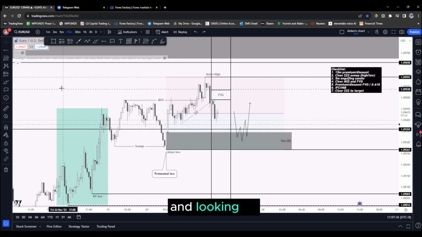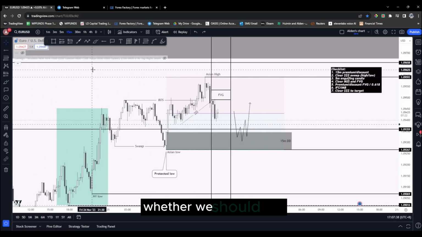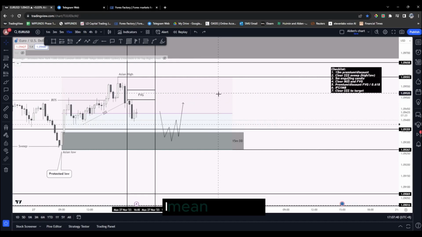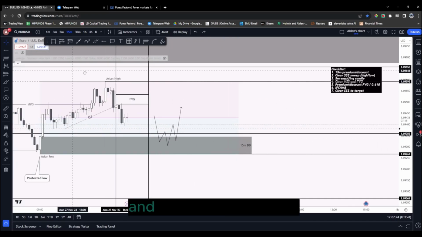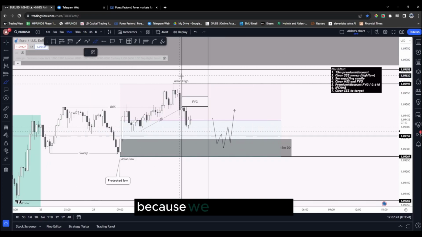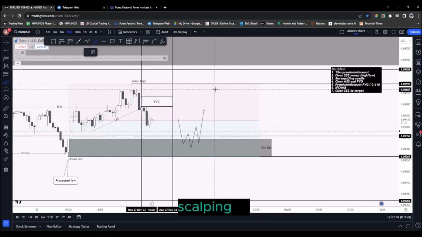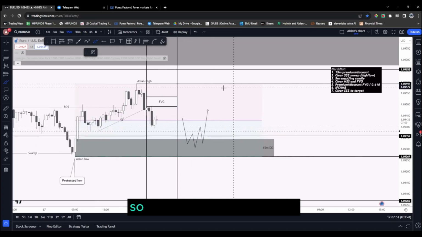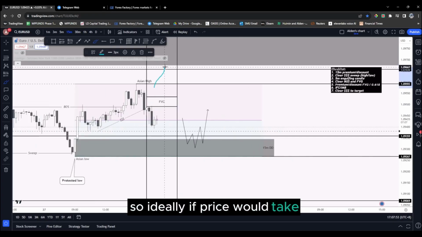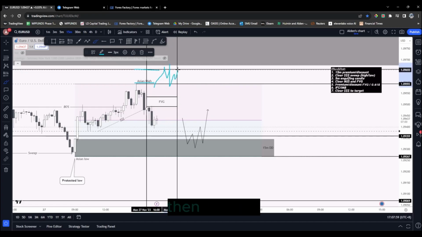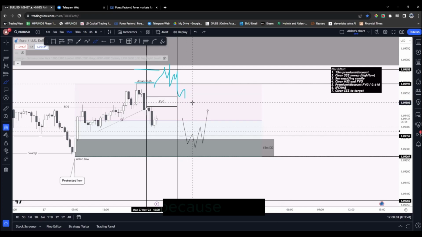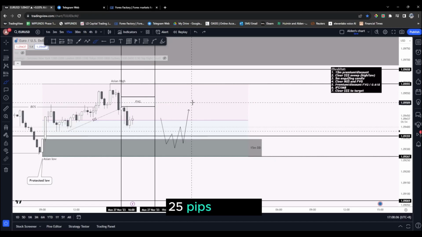On the topic of whether we should take pro-trend or counter-trend trades, of course the bias is bullish. And we could still take shorts because we are scalping on the 1-minute. So ideally if price were to sweep the Asian high and sweep this high right here, and price presents a very nice confirmation entry, then shorts are still possible, because after all we're just catching maybe 20-25 pips at most.